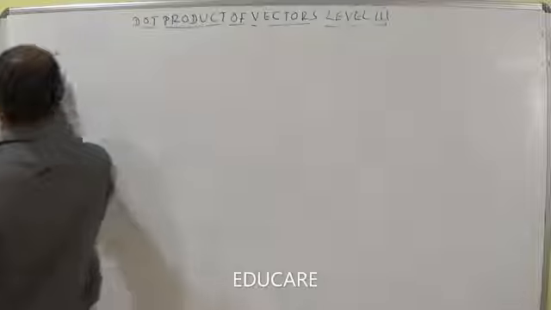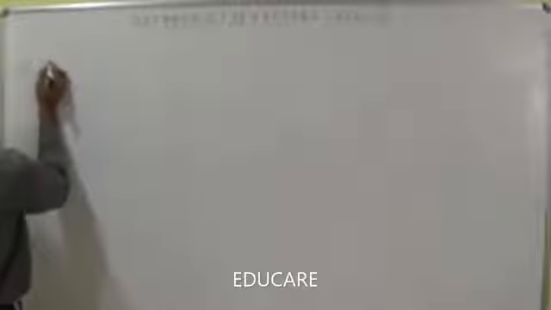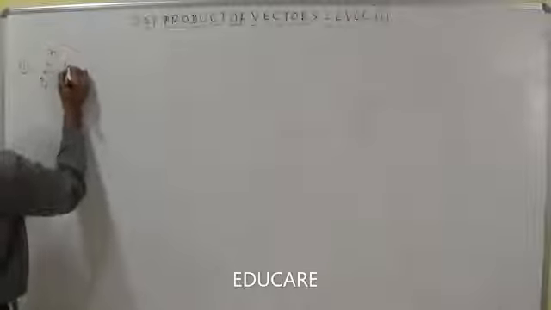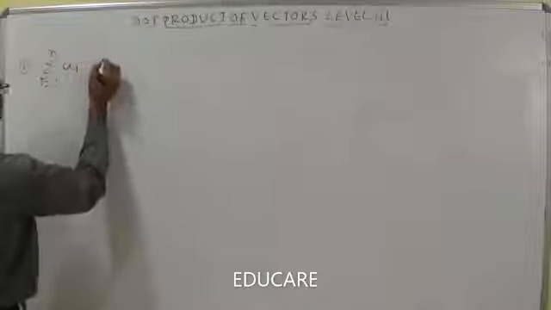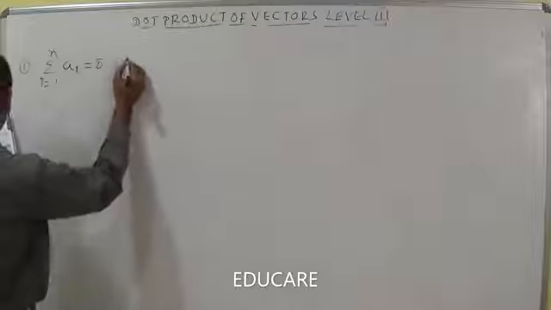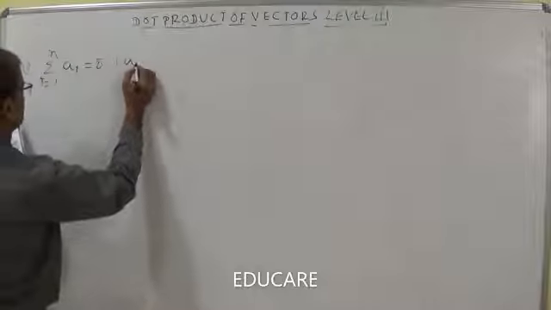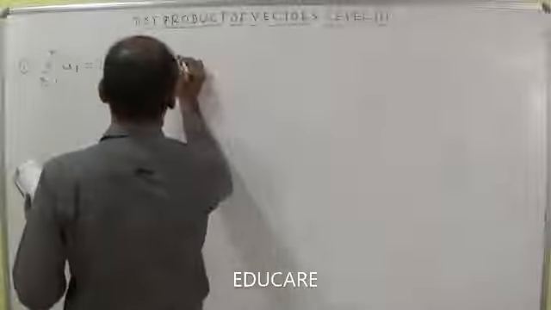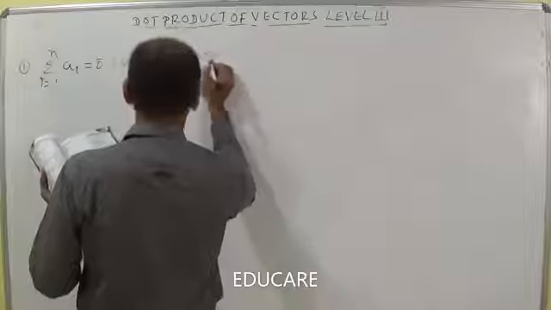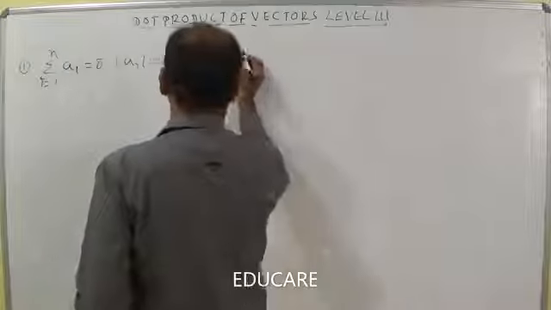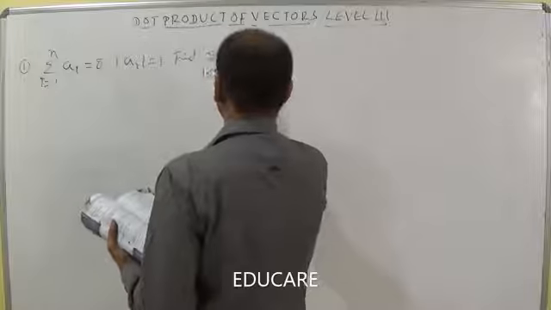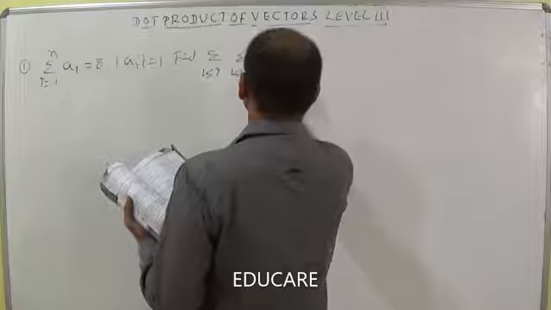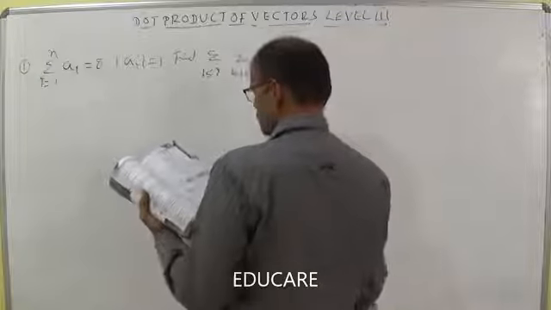Let us start with the first question. Given the sum from i equal to 1 to n of a_i bar equal to 0 bar, and mod a_i is equal to 1, mod a_i equal to 1 is given. Then find the value of the sum over 1 less than or equal to i less than j less than or equal to n of a_i bar dot a_j bar.